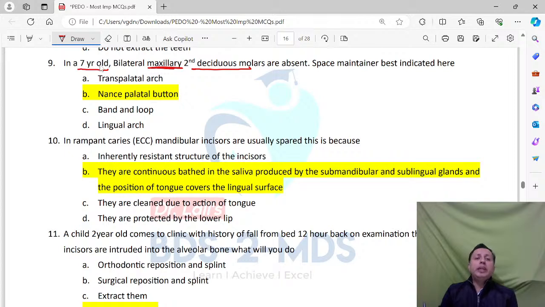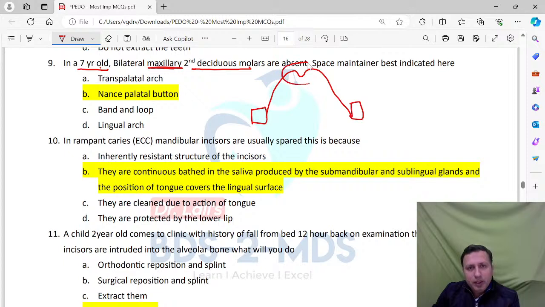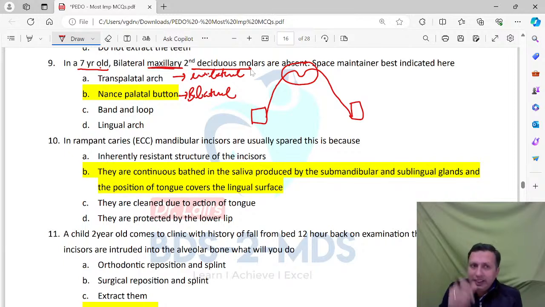So, the best space maintainer that I'll go with is by making a band onto the first permanent molar, and that will be my Nance palatal arch. Because the Nance palatal arch is given when there is a bilateral loss, whereas the transpalatal arch is given when there is a unilateral loss. And both the space maintainers are given for the maxillary arch.